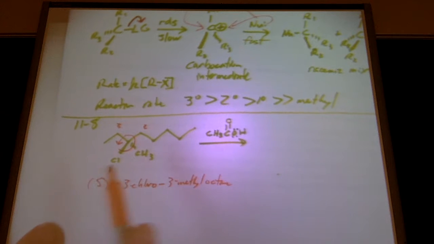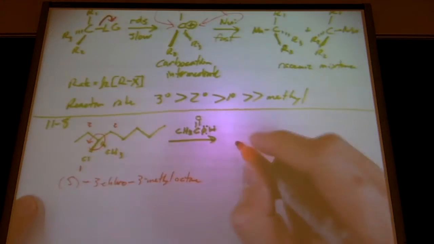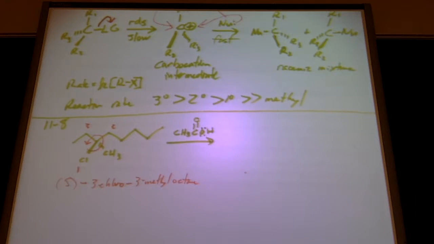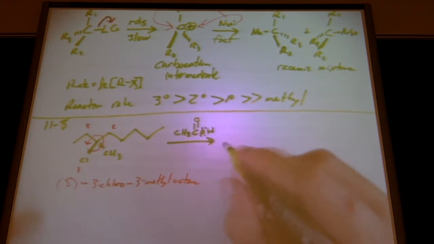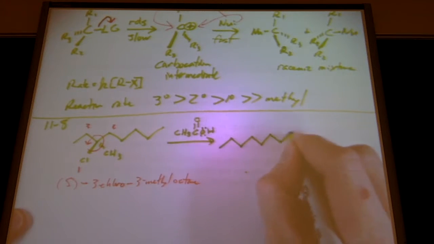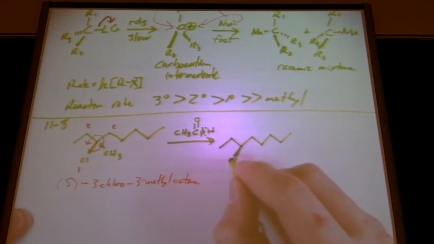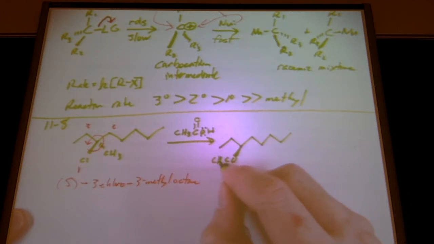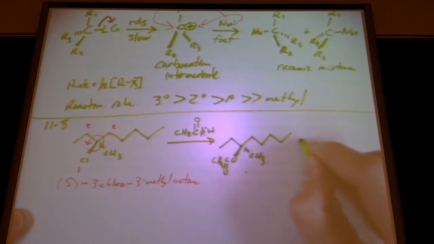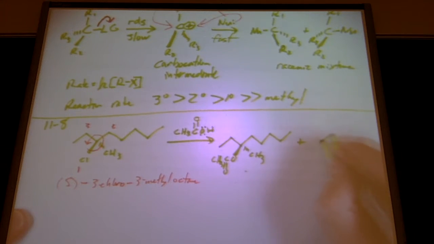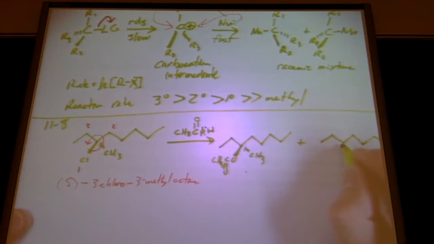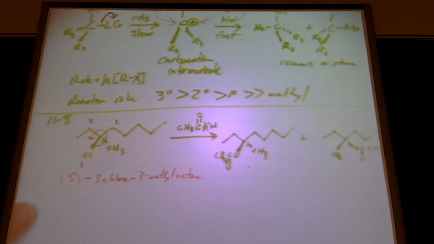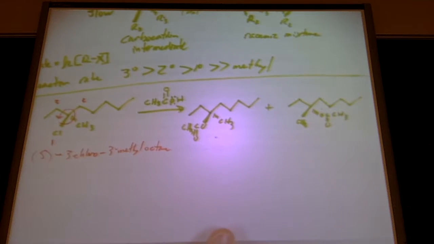Since this is a tertiary, it's going to go by an SN1 reaction. So that means the leaving group leaves first. So then my acetic acid can attach from either side. So I get a racemic mixture.